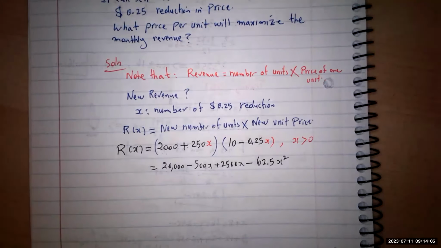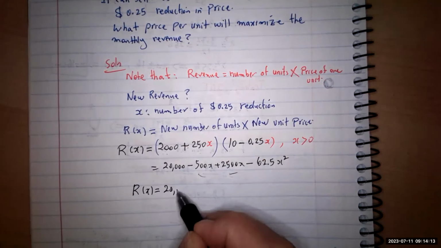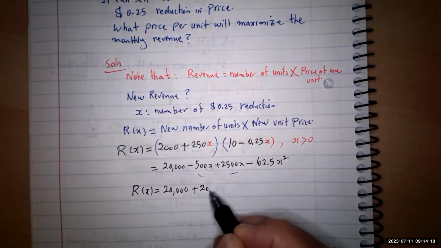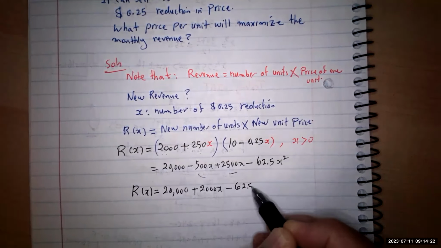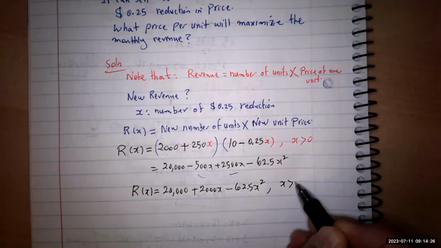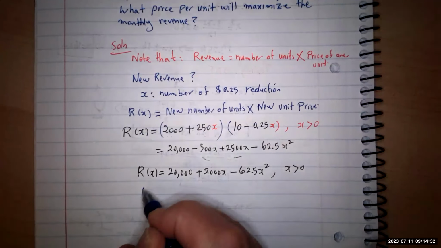Okay, combine the like terms, these two. So your R of X, the function, is going to be 20,000 plus 2,000 X minus 62.5 X squared. This is your function with X positive. Question? Differentiate it. Remember, you would like to maximize it.